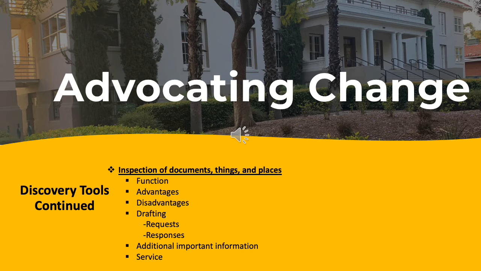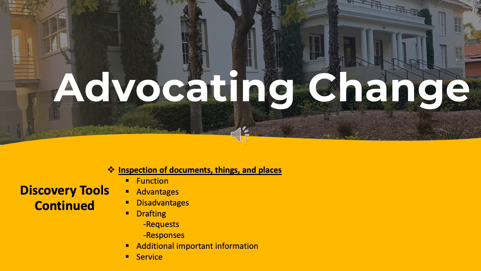Additional important information. Plaintiff must wait 10 days after the defendant is served with the complaint or 10 days after the defendant appears in the action, whichever occurs first, before propounding on the other side. You can challenge the responses to the inspection demand by filing a motion to compel further responses to a demand for inspection and for monetary sanctions.